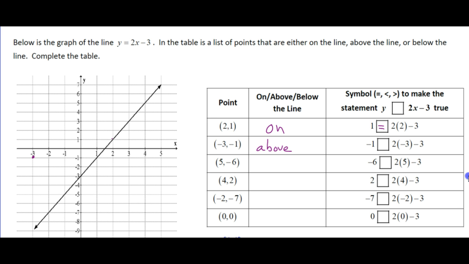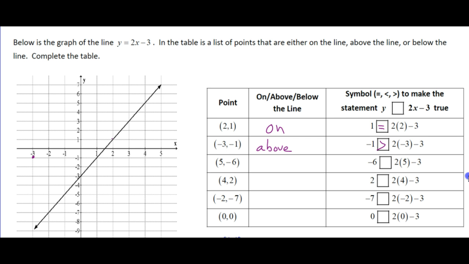Is it equal to this? Is it greater than this? Or is it less than? It's going to be greater than, right? Because it's above the line. Above the line means that the y value we're getting is greater than. Because what's the y value? It's -9. So the point that's on the line is -3, -9. -1 is above that. It's bigger, it's above.